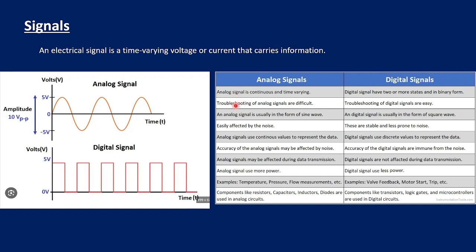An analog signal is continuous and time varying, while a digital signal has two or more states and is in binary form. Troubleshooting of analog signals is difficult, but troubleshooting of digital signals is easy. Like that, there are a few advantages and disadvantages of analog and digital signals. We may want to convert between these two signals for proper monitoring and analyzing of our system.